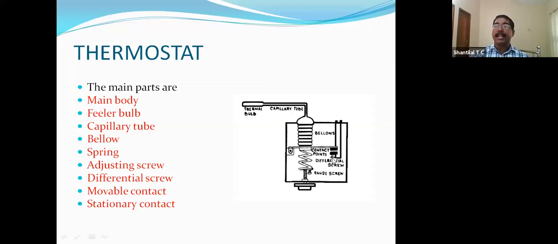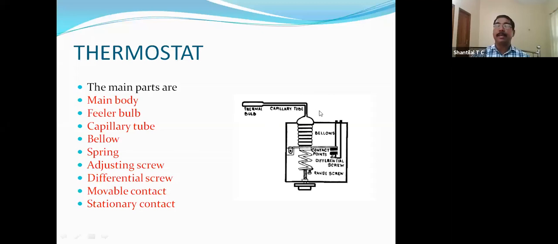Then having a differential screw. Then below the bellow having a spring and an adjusting screw. These are the main parts of a thermostat. Once again, I am repeating the main parts: thermal bulb, capillary tube, and bellow. This is sometimes called the power element.